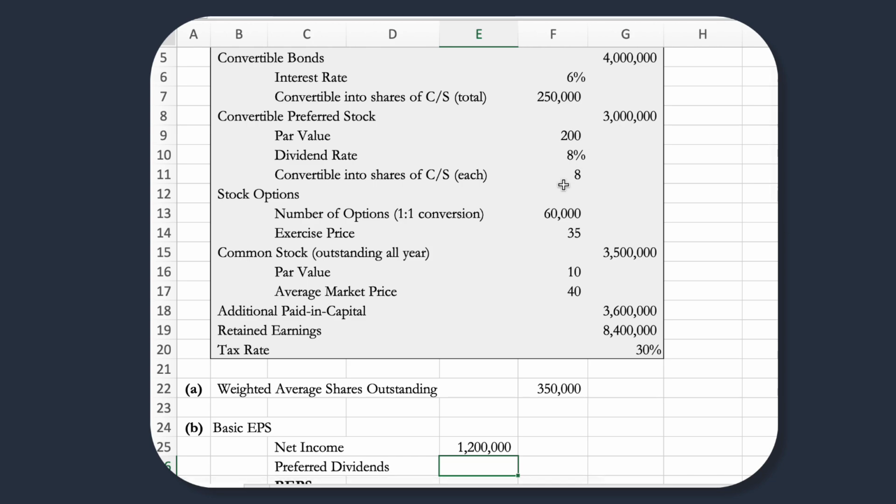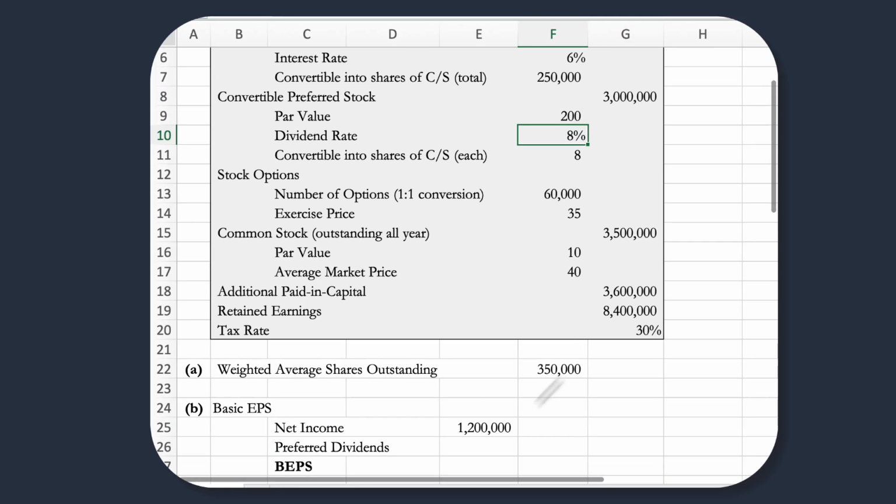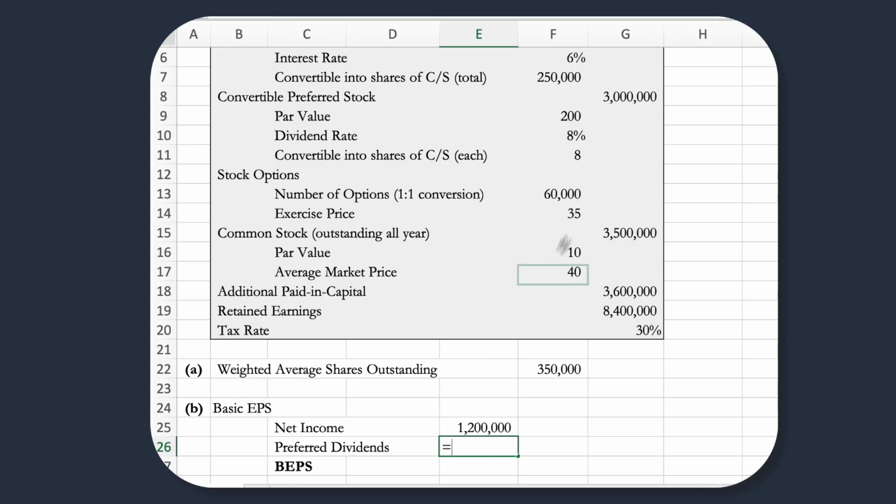And we also have preferred dividends in the form of the amount of preferred stock as a dollar amount, the par value, and the dividend rate. We don't actually need the par value since they gave us the total dollar value of the convertible preferred stock. So we'll take 3 million and multiply it by the dividend rate. And we're going to assume this is cumulative preferred stock where they definitely have to pay the dividend.